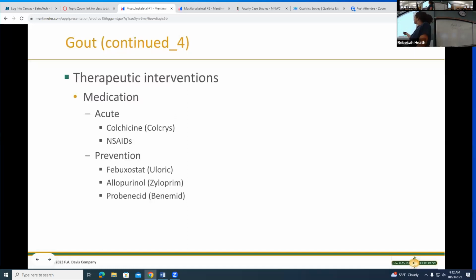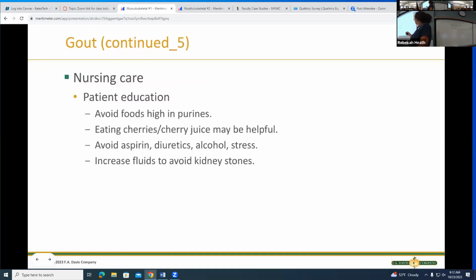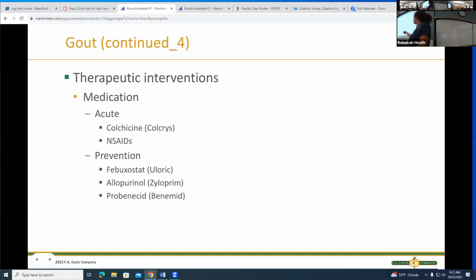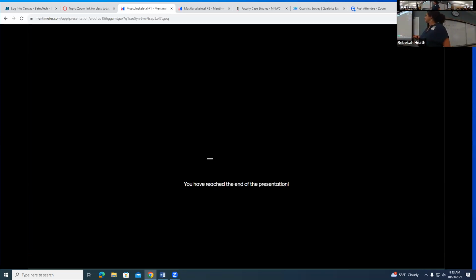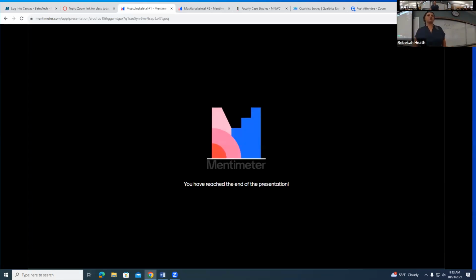anti-inflammatories. They also might take some preventative medications too. These are more that just help to kind of decrease the overall symptoms to keep them from going into an attack. We're going to teach them about high foods and purines. Sometimes cherries and cherry juice, like an extract, can be helpful to these patients. It helps the inflammation. Want to avoid aspirin, diuretics, alcohol, and stress, and increase the fluids to help avoid kidney stones. Oh, guys, we made it.